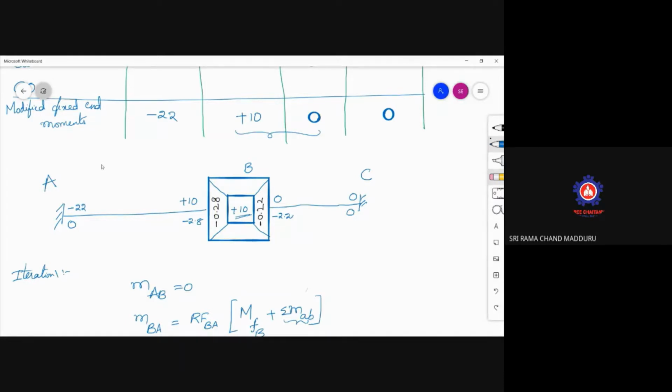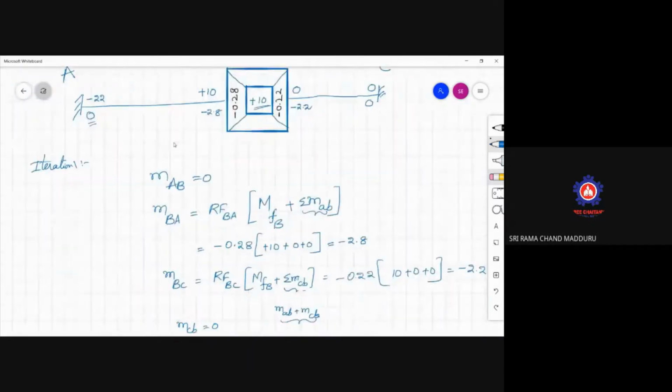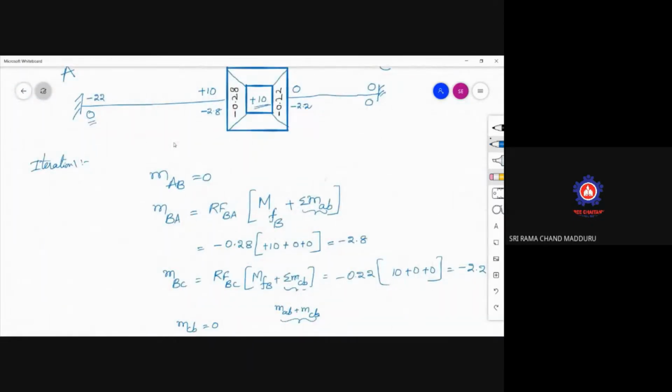Now, after getting this, the iterative process is started. As it is fixed, this is 0. And coming to BA, the rotational moment, small MBA, is the rotational factor multiplied with the restraint moment plus the summation of M. This calculates the rotational moments for BA, BC, and MCB is obviously 0.